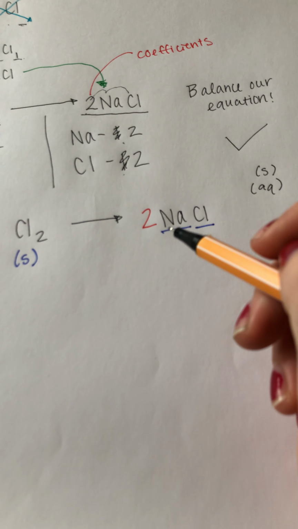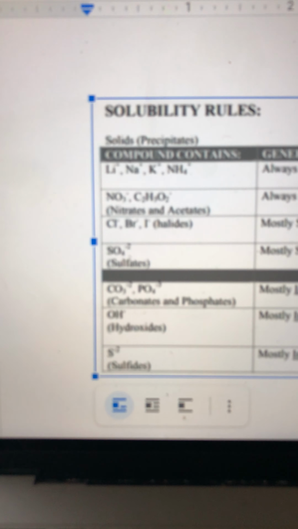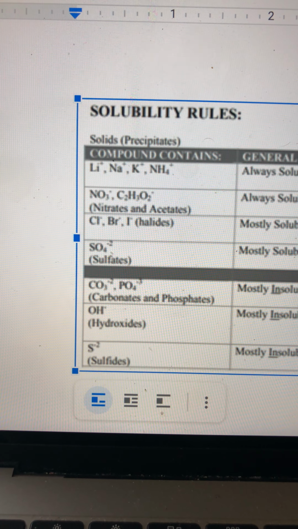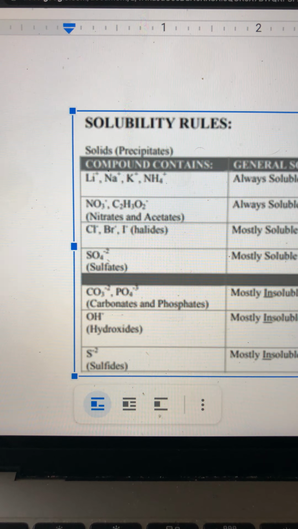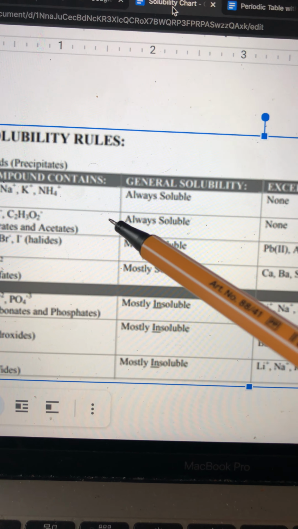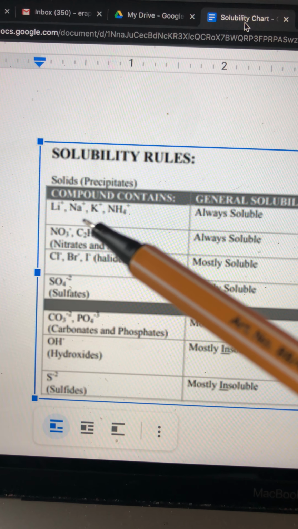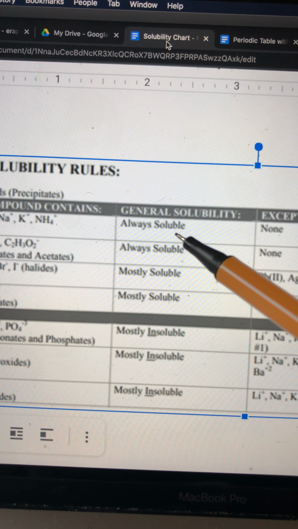So when we have a compound, we need to go to our chart. And our compound is NaCl. We go to our chart and we look in this first column and see if anything in NaCl is in there. And we see that Na is right here, right? And we go over here, it says always soluble. There are no exceptions. So we know that anything with that Na is always going to be soluble. So this is going to be aqueous, right?